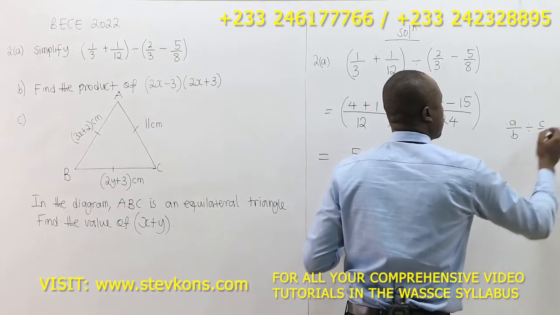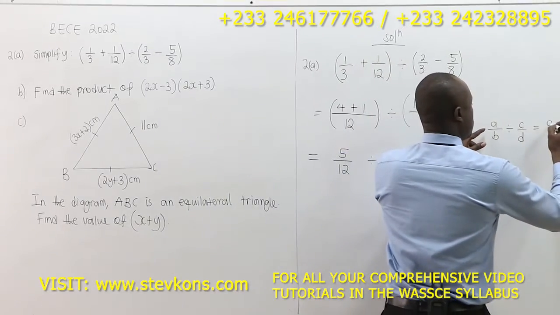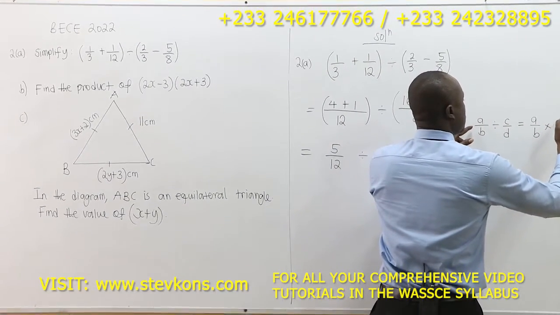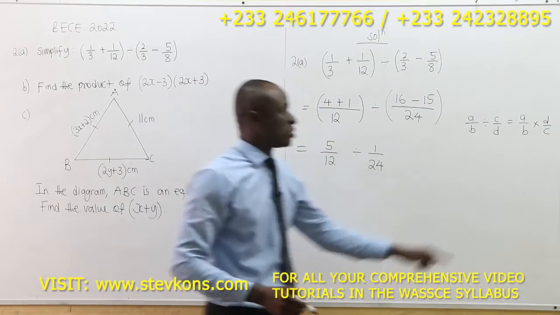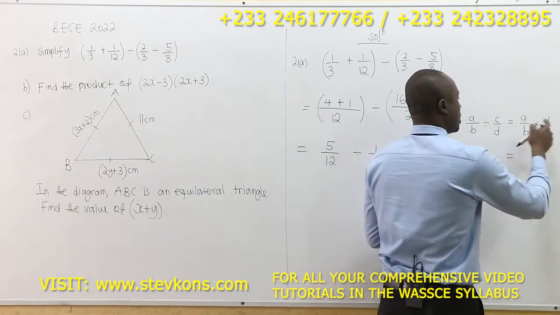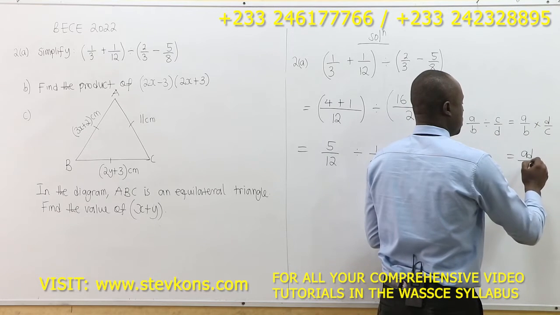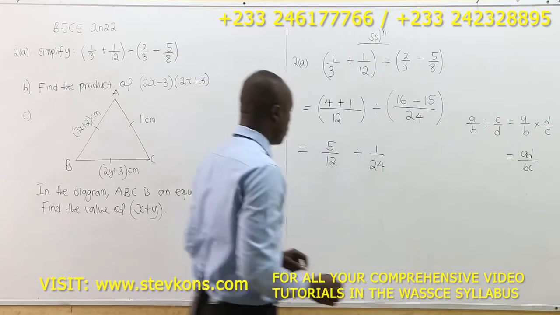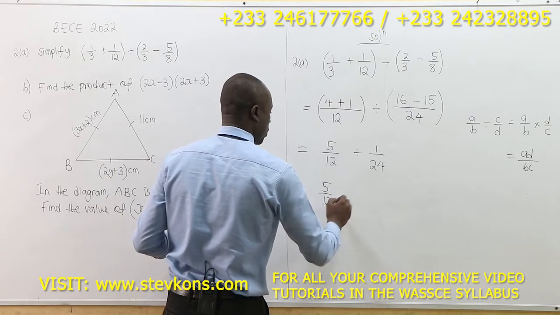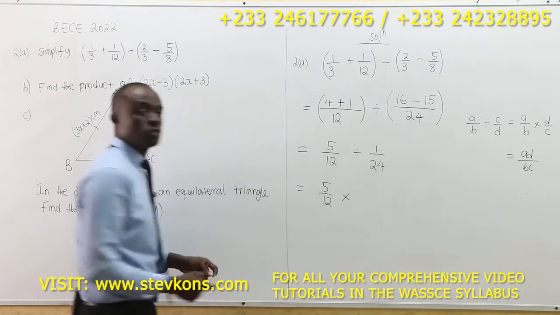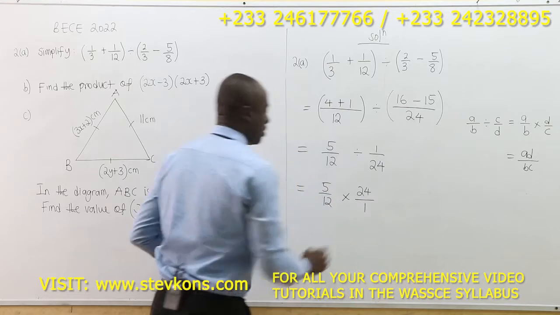C out of D, the division will change to multiplication. So it will be A over B times D over C. You reciprocate the second term. Numerator times numerator, so AD, and B times C, BC. In the same vein, we have 5 out of 12, division we change to multiplication, and we have 24 out of 1.